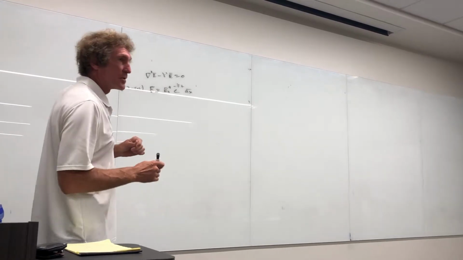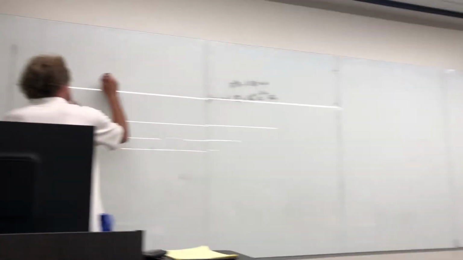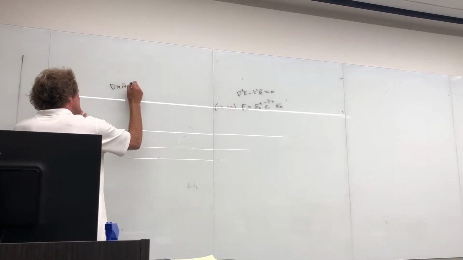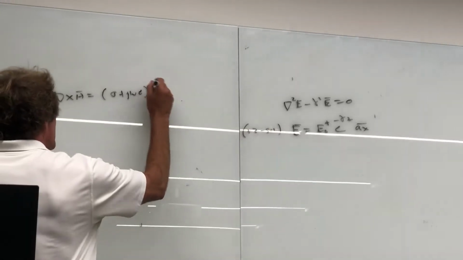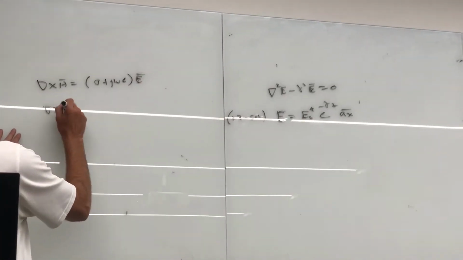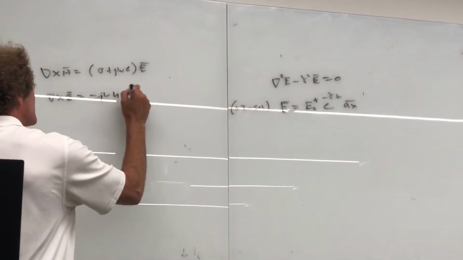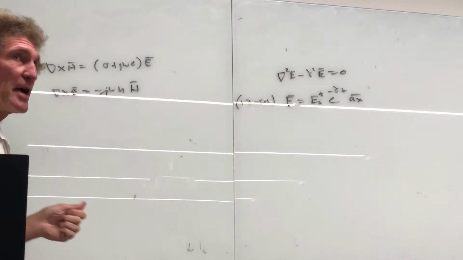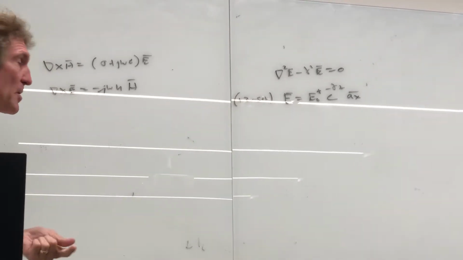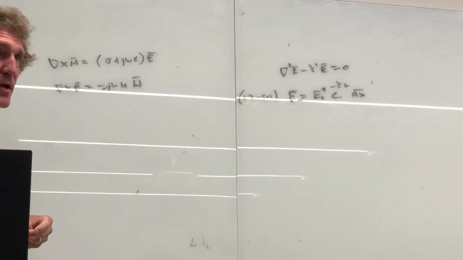Now that's the E field. By the same token, if we have the Maxwell equations, we have curl of H is equal to sigma plus j omega epsilon times E, and curl of E equals minus j omega mu times H. Remember what I'm doing here. I'm replacing J with sigma E, D with epsilon E, and B with mu H. Follow me on this, everyone? And then I'm putting in the phasor domain.